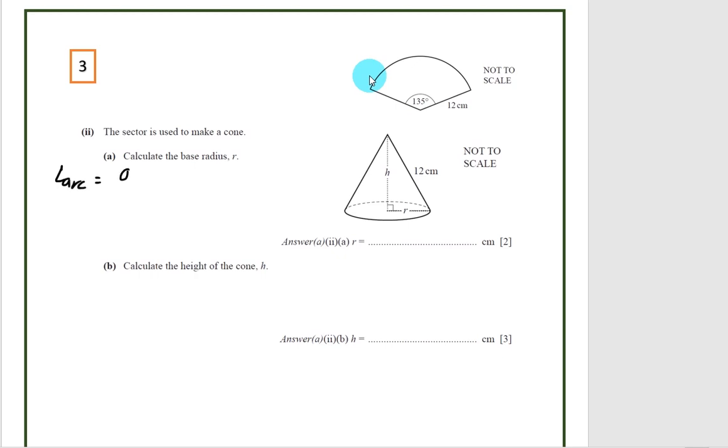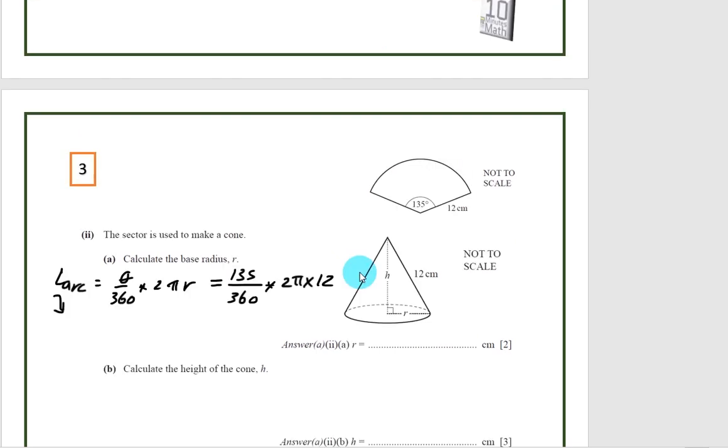is equal to theta divided by 360 multiplied by 2 pi R, R of the sector. So it will be 135 divided by 360 multiplied by 2 pi multiplied by the radius, which is 12. This arc length is equal to the perimeter of the cone circle, so it will be 2 pi r. Okay, so I know this R, I don't know this r. This is the radius that we want.